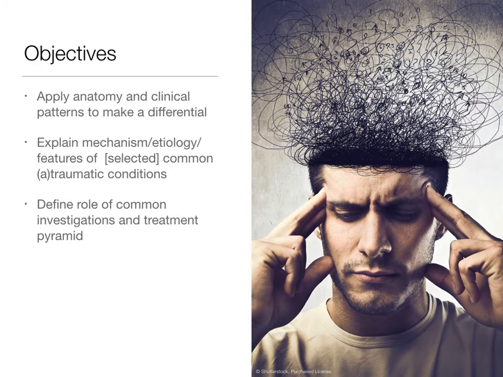For any session, objectives are needed. These are the specific course 2 objectives for any of these body part specific sessions. By the end of this session, you should be able to apply anatomy and clinical patterns to make a differential diagnosis, be able to explain mechanism, etiology, and features of selected common traumatic and atraumatic conditions, and to be able to define the role of common investigations and the treatment pyramid.